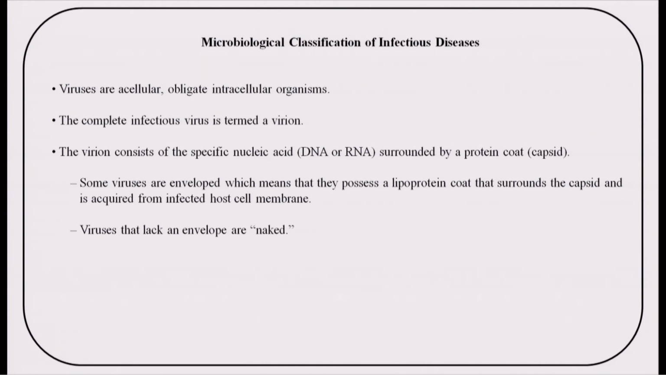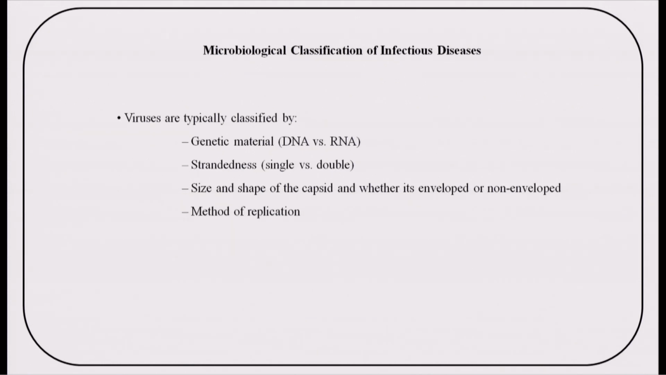So, in the next slide we will see how the viruses have been classified based on DNA and RNA, and also based on their outer coat, whether they are enveloped viruses or non-enveloped viruses. Just now I told you they are classified based on their nucleic acid material, DNA and RNA, and also based on strandedness, whether they are single stranded or double stranded, and on the size and the shape of the capsid, whether it is covered, enveloped, or not covered, non-enveloped viruses.